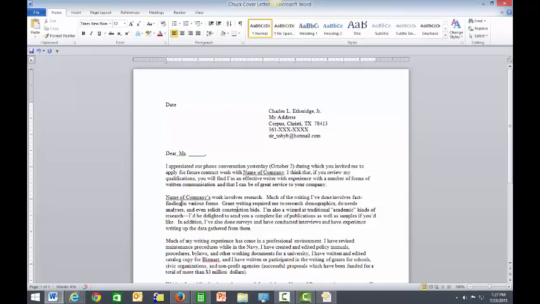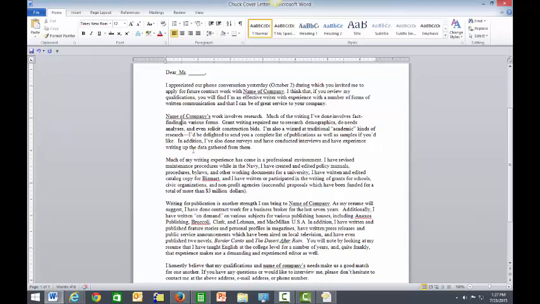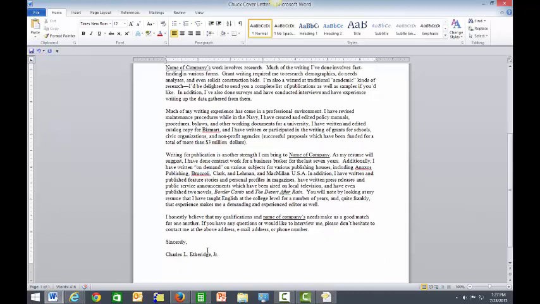So research is a key. The name of the company's work involves research. So I list a qualification. I demonstrate how I've got the qualifications. Again, kind of breaking out or explaining my resume a little bit more. Professional writing, writing for publication, and again, notice I've gone through and pulled the key words, the key ideas, the key concepts from each of these key qualifications the job wants, and then notice the conclusion. I honestly believe my qualifications and your company's needs make me a good match for one another. If you have any questions or you'd like to interview me, please don't hesitate to contact me at the above address, email address, or phone number. The signature, best, sincerely, some kind of pleasantly professional salutation, and then my name.